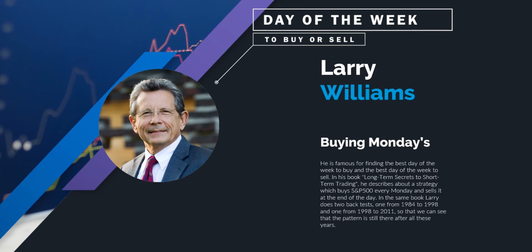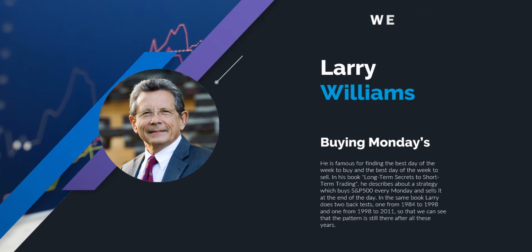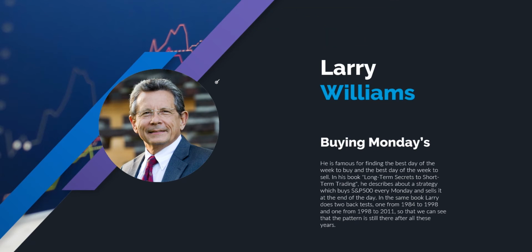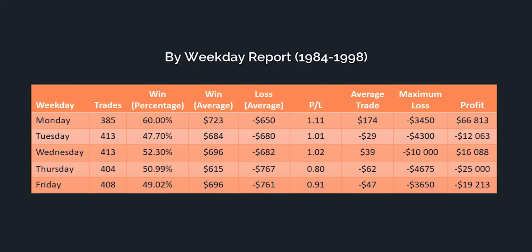In his book, Long-Term Secrets to Short-Term Trading, he describes a strategy which buys the S&P 500 every Monday and sells it at the end of the day. In the same book, Larry does two backtests, one from 1984 to 1998 and one from 1998 to 2011, so that we can see that the pattern is still there after all these years. So let's get started with the first set of data.